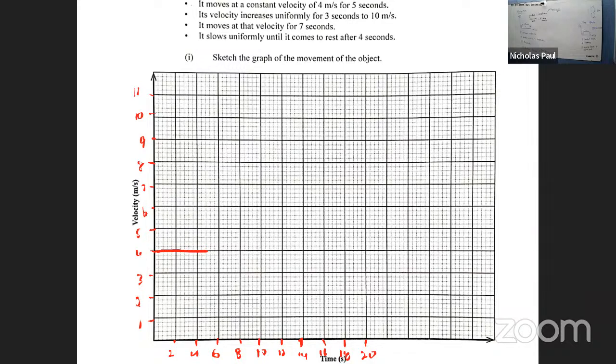Alright. Next one. What is the next one? The velocity increasing uniformly for 3 seconds to 10. So 3 and 5 is 8. So what am I doing? Staying horizontal or going up? Going up, until I reach 10 meters per second, at 8 seconds. So it looks like that.